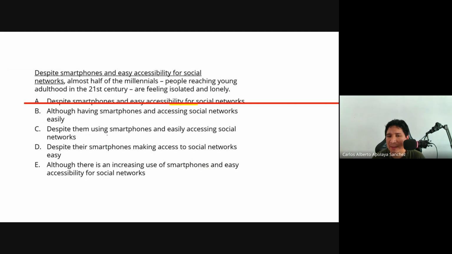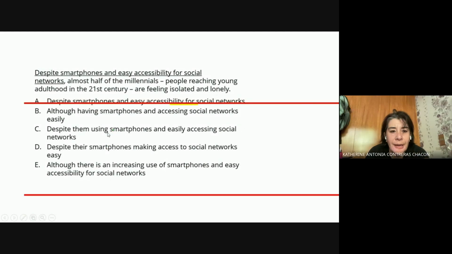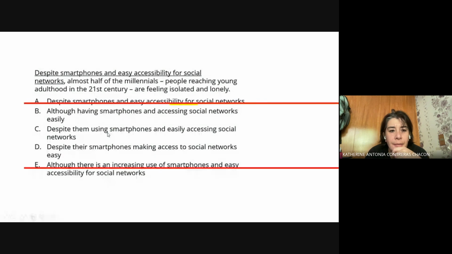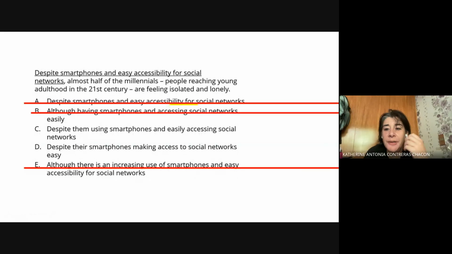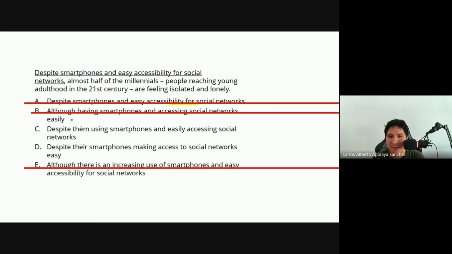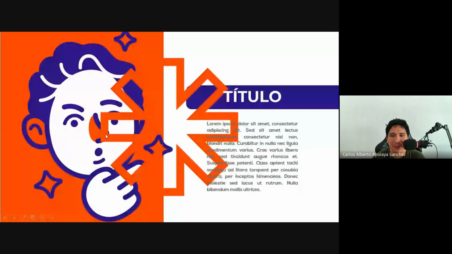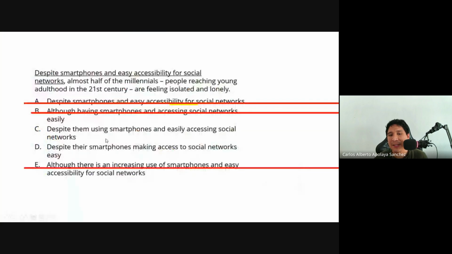Which one is correct? I think letter C, despite them. Yep, that's correct because we need the subject and we need there the possession. Yes, that's true. I'm going to show you the answer. So this is the answer because we have despite them and despite.